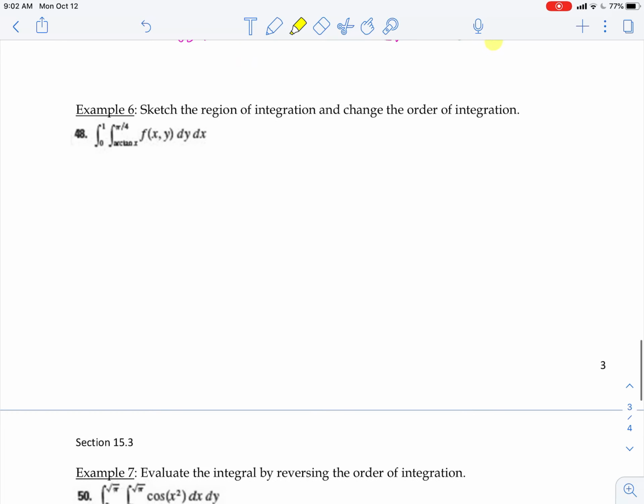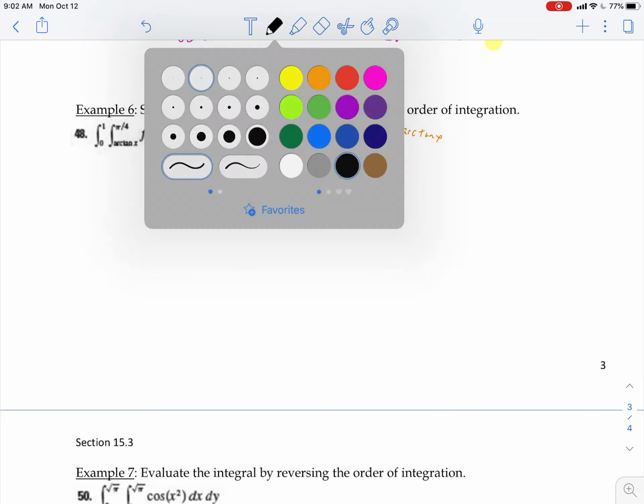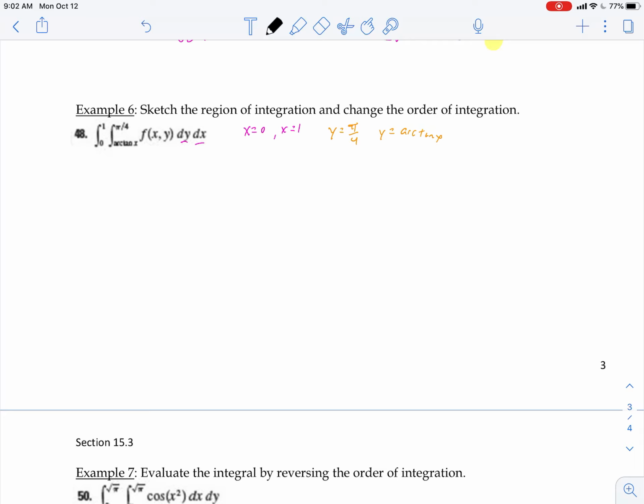Alright, next, let's get to the region of integration and change the order of integration. So, example 6, we have from 0 to 1, and then pi over 4 and arctangent of x. So what I'm going to do is, again, that first is x equals 0, x equals 1, based off of what's inside, what's outside. So that means that y is equal to pi over 4, and y is equal to arctangent of x. Again, if you're having trouble figuring out what these graphs look like, you can always use a graphing calculator to tell what it should look like.